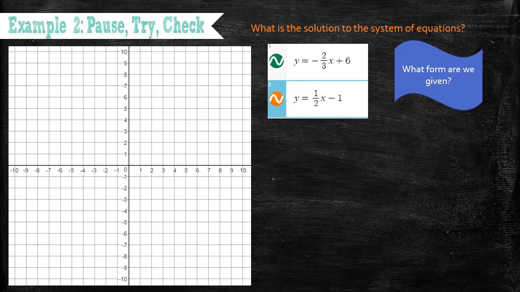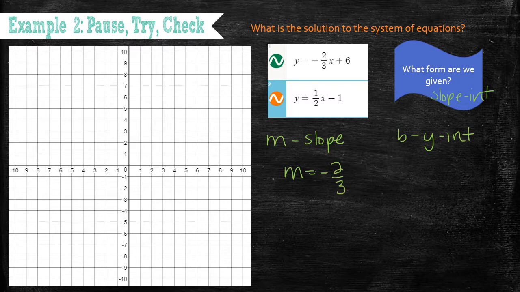Okay, so now's a great time to go ahead and pause and try this problem and then come back and check here in a second. Notice that the problem here asks, what is the solution to the system of equations? So same question as before. After taking a look at our two equations, we can see that these are both written in slope-intercept form. So for slope-intercept, we want our m, or our slope, and our b, or our y-intercept, for both equations. For my first equation, my green equation up here, my slope, or my m value, is negative 2 over 3, and then my b, or my y-intercept, is at 6.